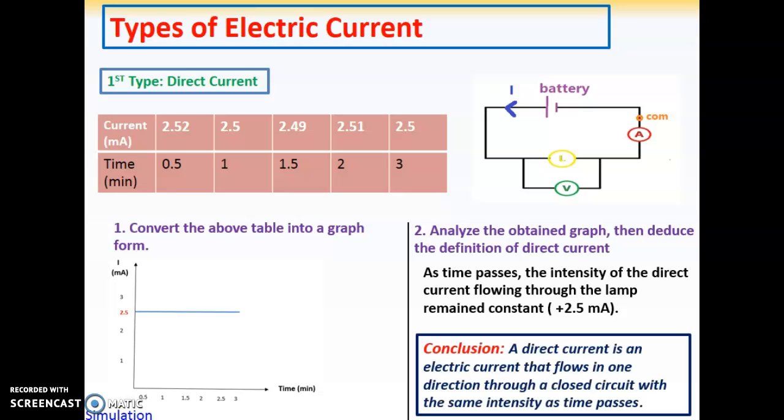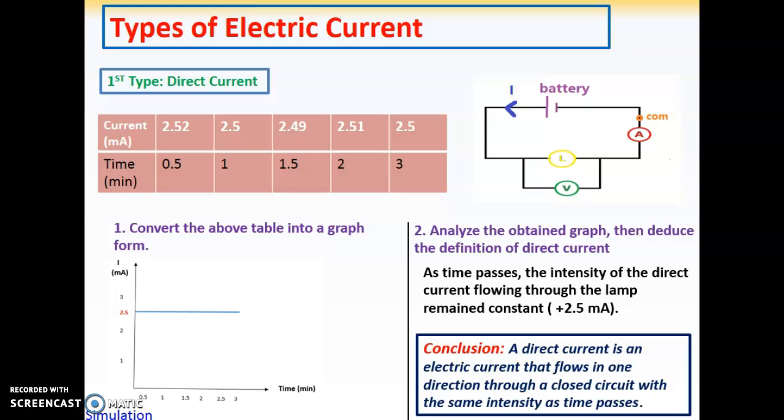So what can we conclude? We were given that the battery provides a direct electric current, and this experiment was performed. So now what can I conclude concerning the direct electric current? Direct current is an electric current that flows in one direction. This is one point. Through a closed circuit with the same intensity. This is the second point, as time passes. So the first point is same direction. The second point is same intensity. Now, same intensity is clear because we said 2.52, 2.5, 2.49 are almost the same.